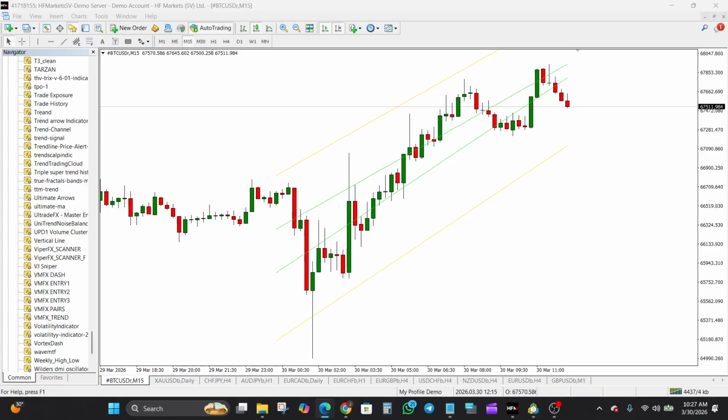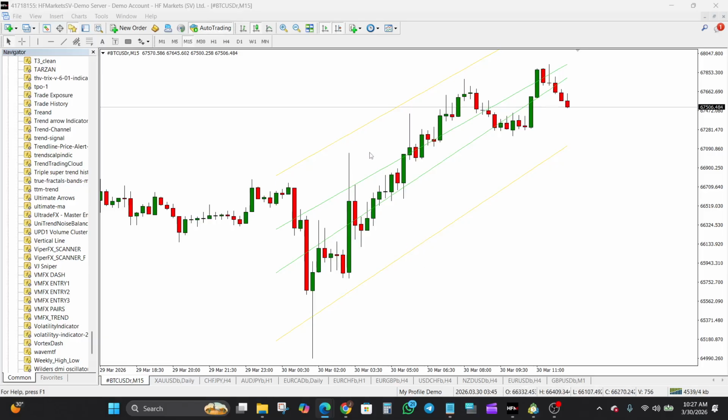Okay, so basically you can see that the indicator plots two different channels at the same time. You can see this channel in the middle, the green lines, and you can see the channels at the outer part with the golden lines. The upper channel actually comprises two trend lines based on the higher highs and lower highs of the market.